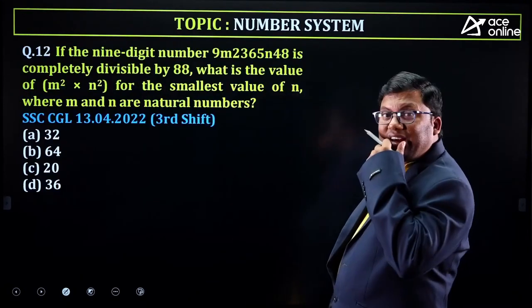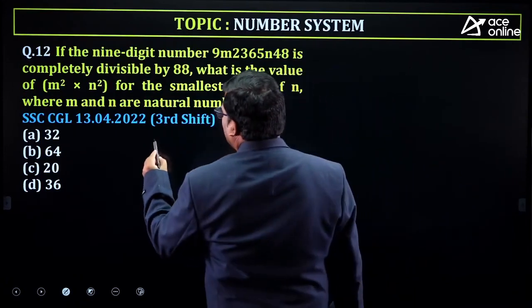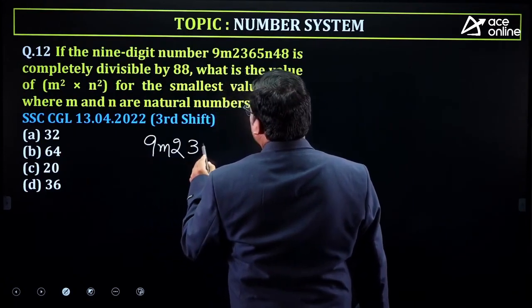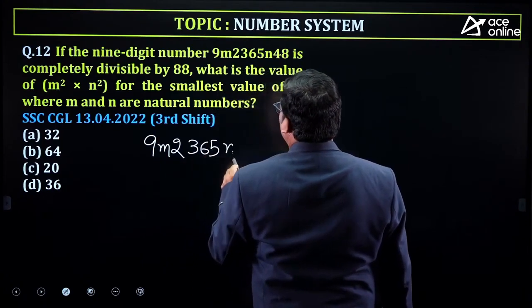Next one. There is a 9-digit number. What is that 9-digit number? 9m2, 365, n48.